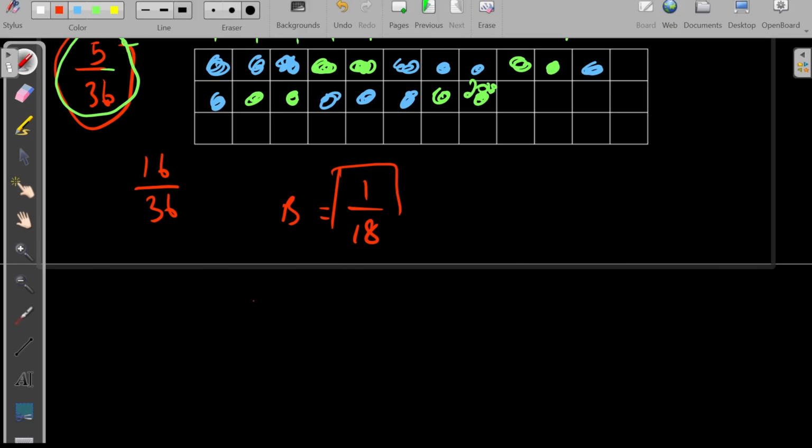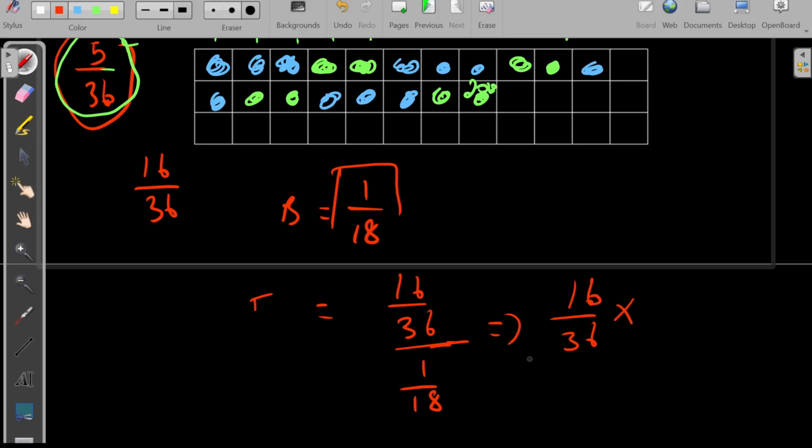So the number of days, or the total work, would be 16 over 36 divided by 1 over 18. I can simply flip the value. If I do that, the sign changes from division to multiplication. It will look something like this: 16 over 36. Now the sign, if I flip that, it will change to multiplication.